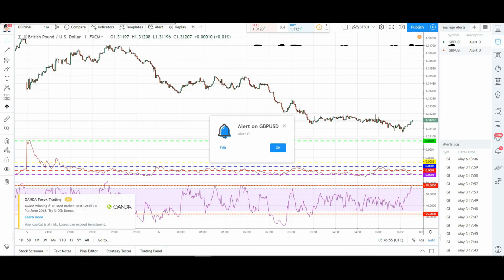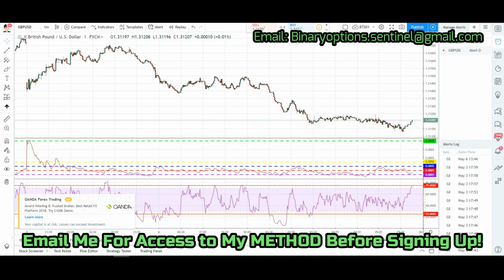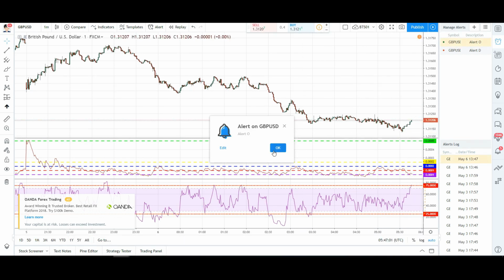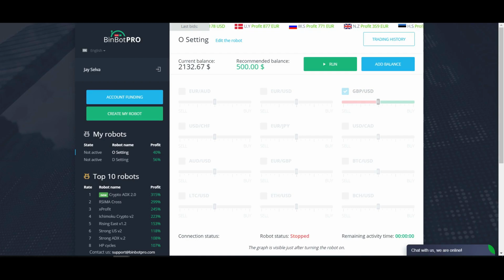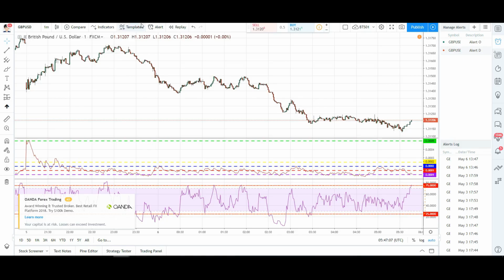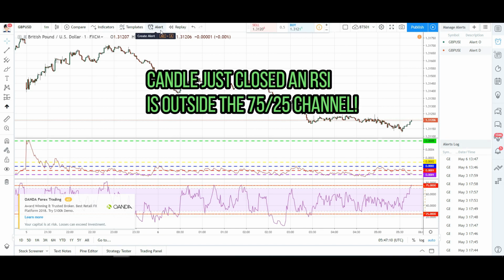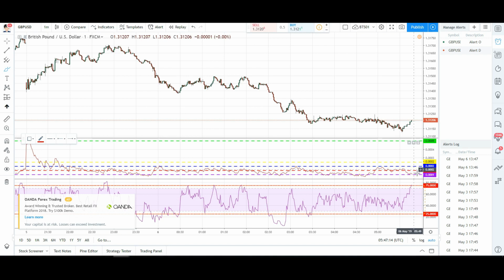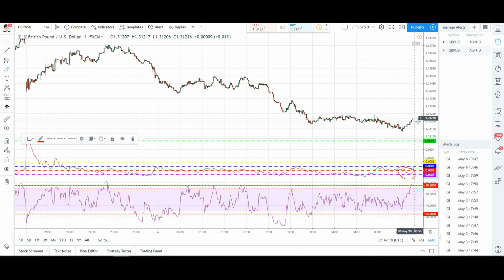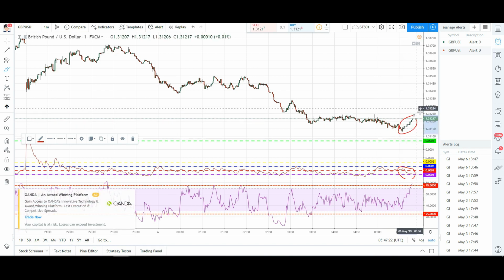Alright guys, so we have an alert for this situation right here. We have right now the RSI is indeed touching the channel, and I've got to turn on the robot right now because the candle just closed. So basically the decision to use settings O is because the ATR level is decreasing, so it's decreased from red blue zone to purple red, and the price structure is pretty much trending at the moment, so that is why I use the settings O.